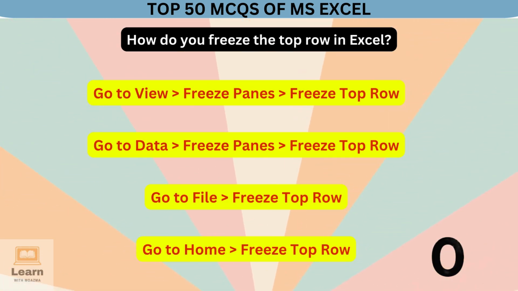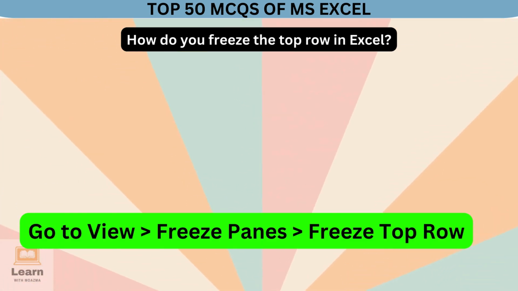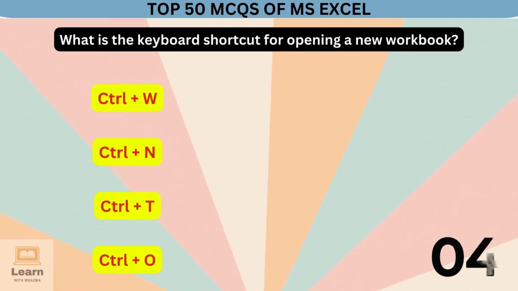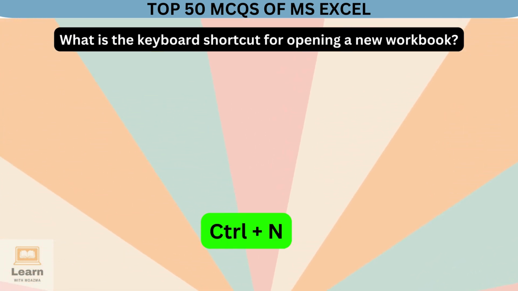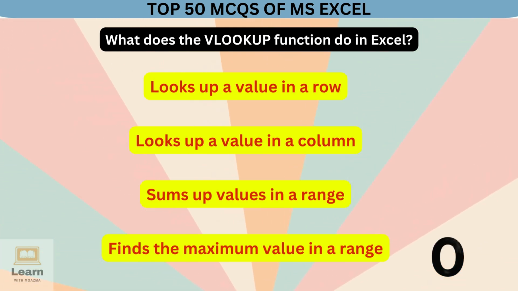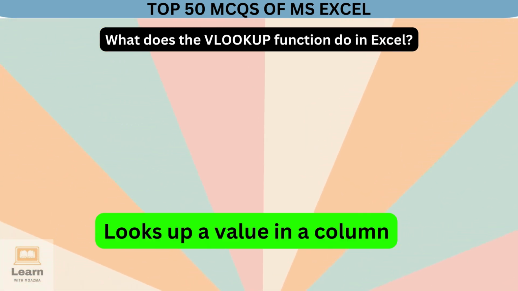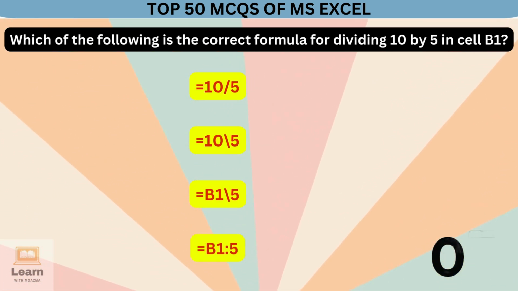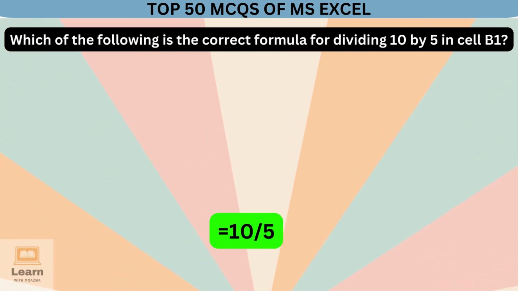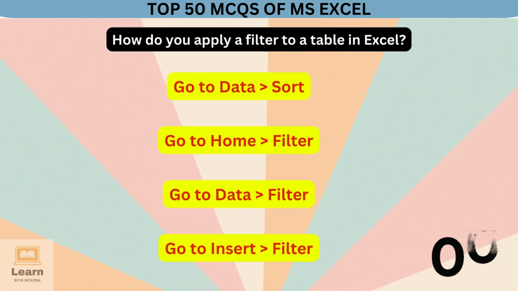How do you freeze the top row in Excel? What does the VLOOKUP function do in Excel? Which of the following is the correct formula for dividing 10 by 5 in cell B1?